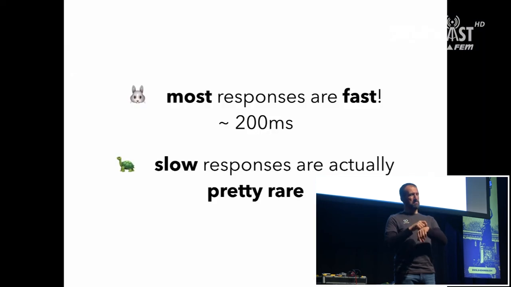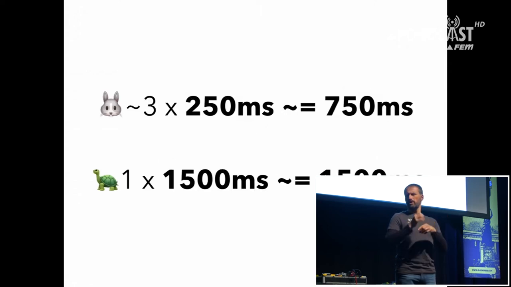It's actually not that common that I would see a 1500 millisecond response time. So let's take a look again. Just recapping, most responses are fast. They're around 200 milliseconds for that service, and slow responses are actually pretty rare. So what if we tried something a little different? Instead of optimizing for the worst case scenario, maybe I can bank on statistics here. Because when we do the math, three pretty quick requests will only take about 750 milliseconds, versus just one slow request that would take a full second and a half.